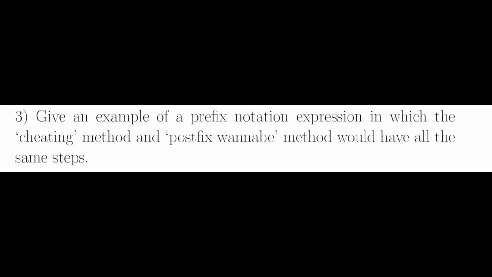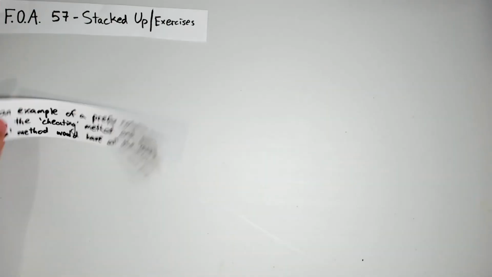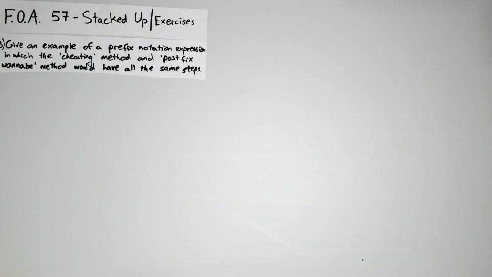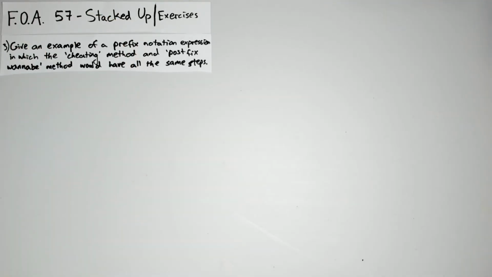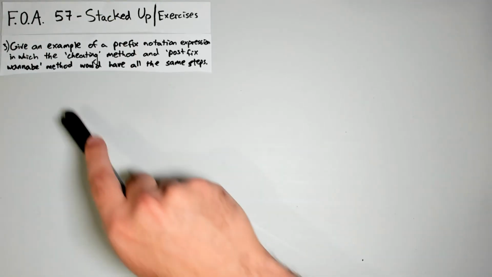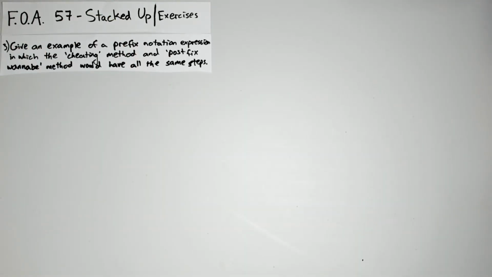Question 3. All right, so let's get into our third and final question for today. Only 3 questions because the first one took a while. So this one says, give an example of a prefix notation expression in which the cheating method and postfix wannabe methods have all the same steps.